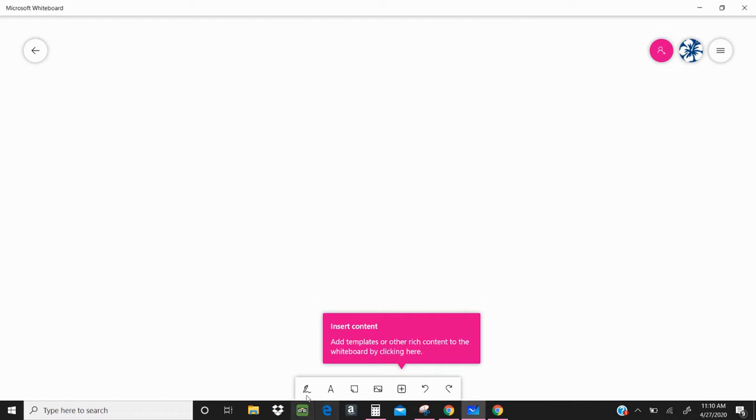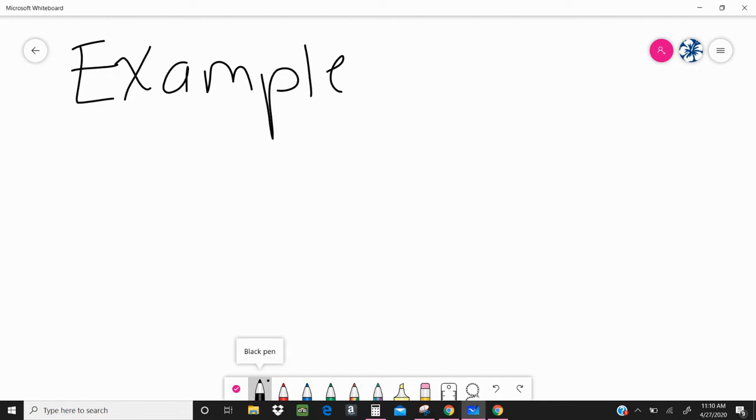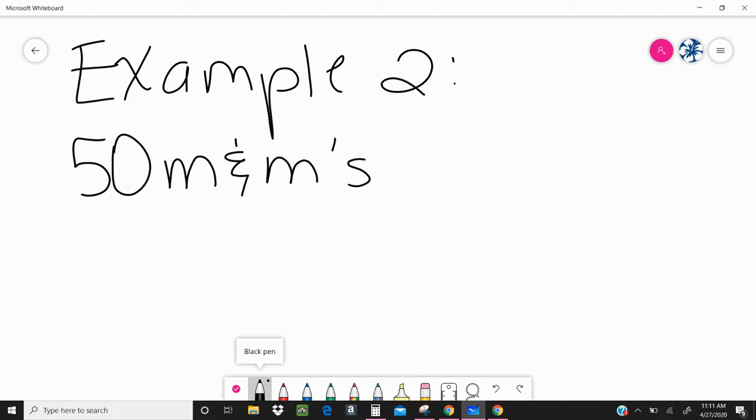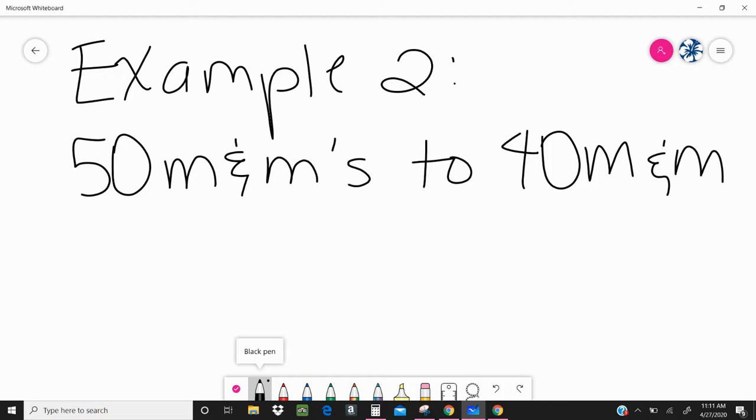All right, so example 2. We are going to say that we had 50 M&Ms, because you know how much I love using food. And now we have 40 M&Ms. And we want to know what percentage, in this case, it went down. So we can, again, do it one of 2 ways. I'm going to set up my double number line first, and then I'm going to do the equation second.